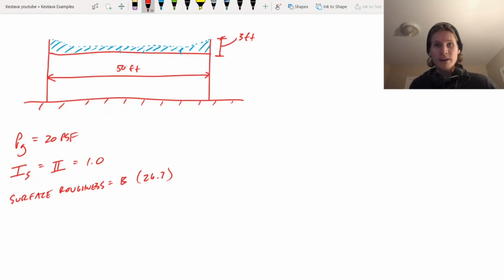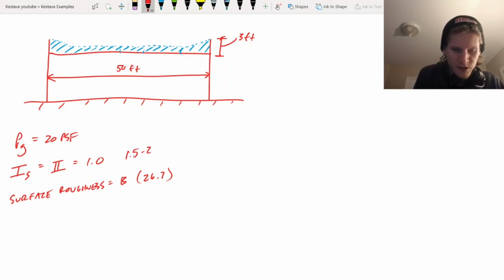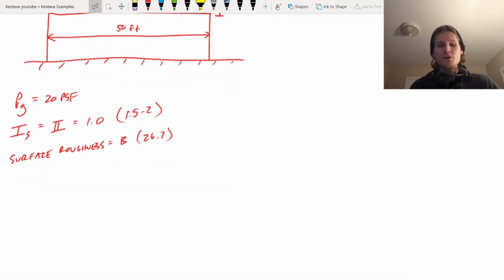Your snow importance factor comes from chapter 1. That's 1.5-2. As we move through the drift criteria and the design, we will be going back and forth to the ASCE 7-16 manual chapter 7 for snow loads. So we will jump back and forth and I will walk us through the code, so don't panic there.